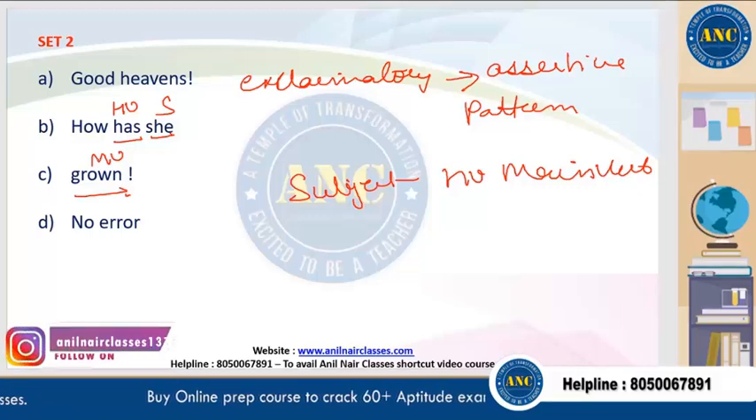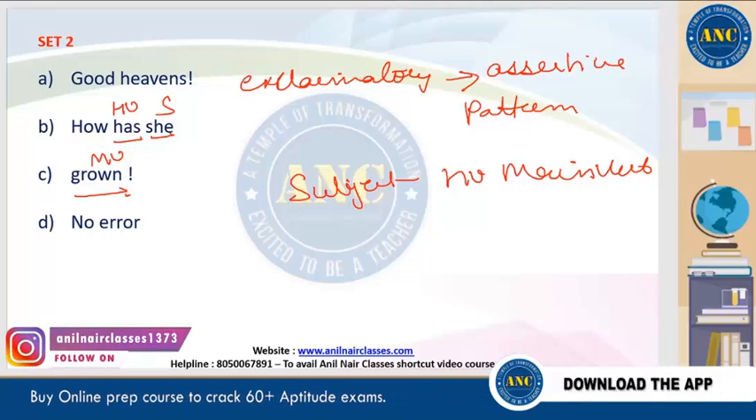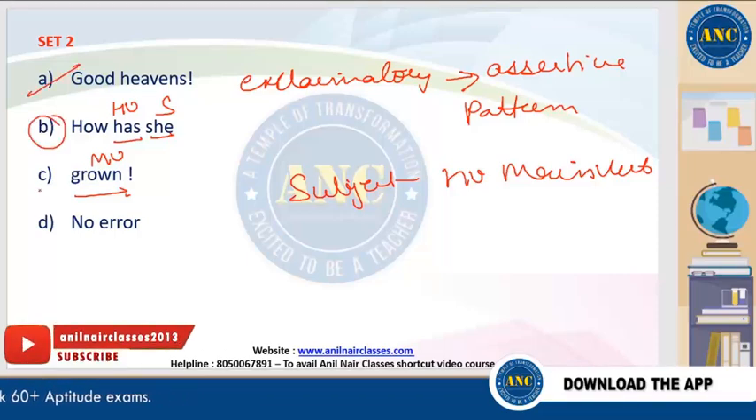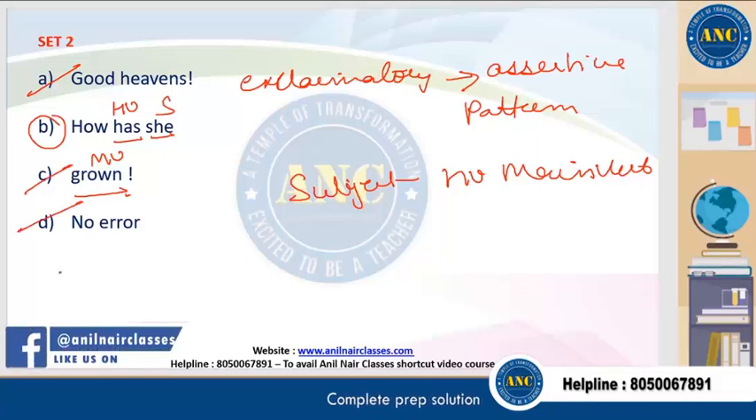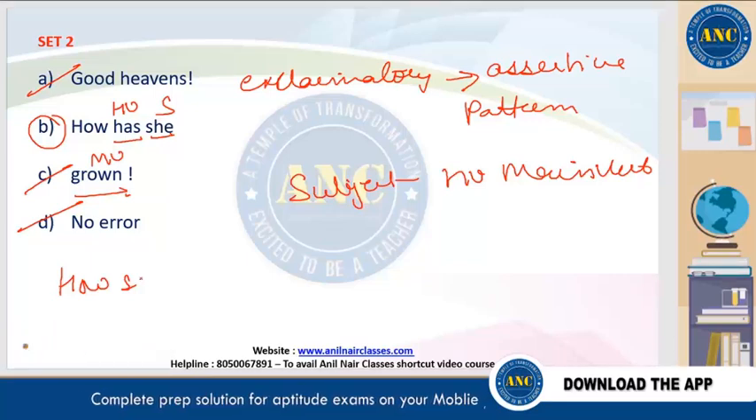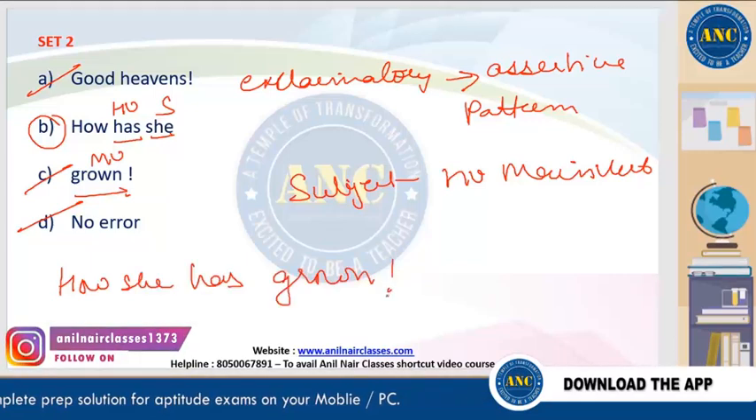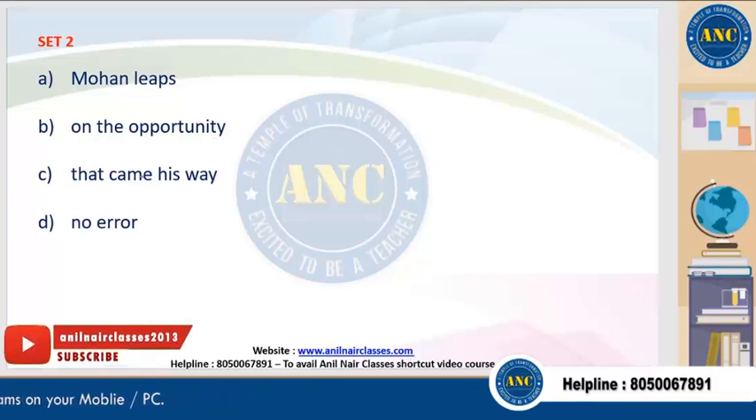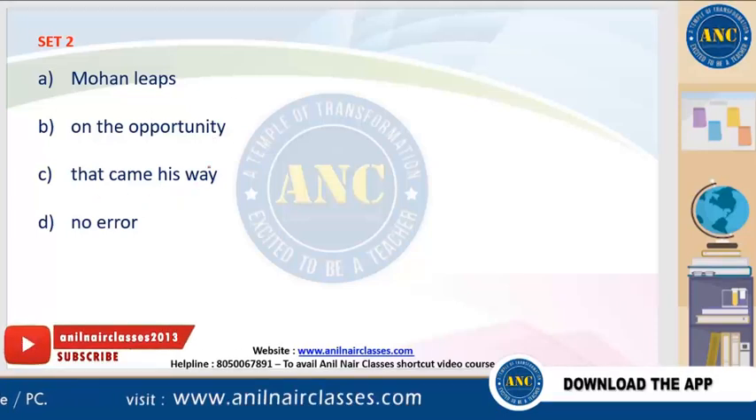So the question format, the interrogative format, has been given. It tells you how she has grown. So B is the right answer. We can get rid of A, C and D. So the correct answer should be "how she has grown", right?